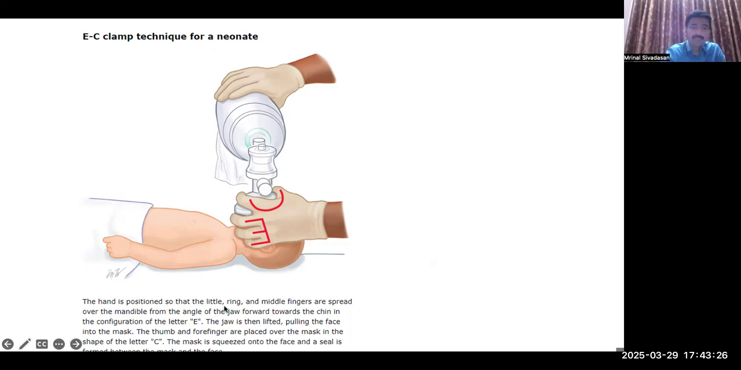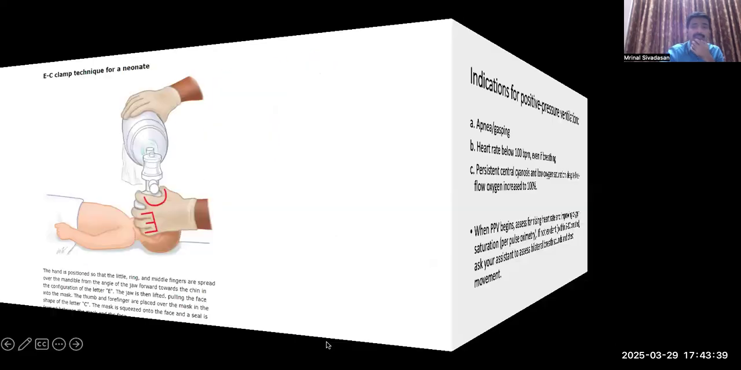So the hand is positioned so that the ring and the middle finger are spread over the mandible, and the thumb and the forefinger form the C, and the mask is squeezed on the face, and the seal is formed between the mask and the face.